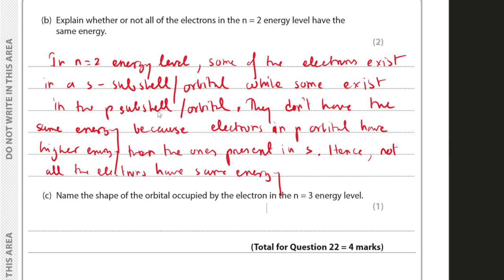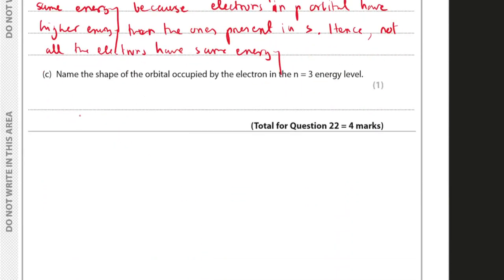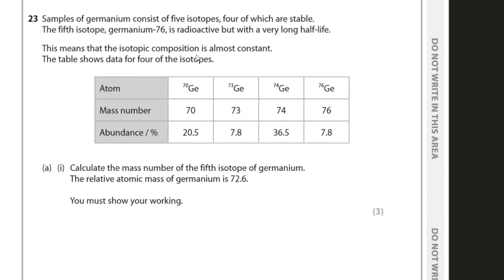Moving on, name the shape of the orbital occupied by the electron in the n is equal to 3 energy level. Now we can clearly see 3s1. S basically represents a spherical shape, so we can say the shape is spherical. Moving on to the next one.